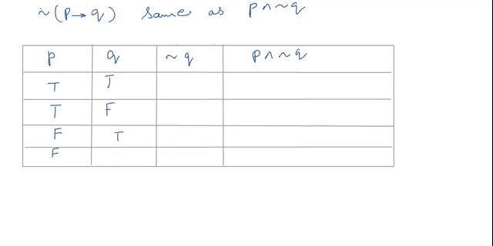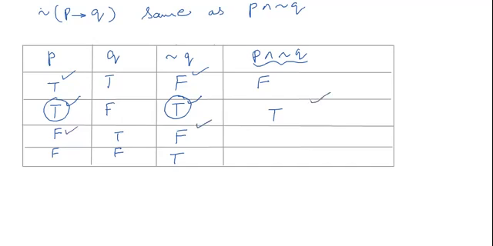Now negation of Q: if true is there, it will turn out to be false. If false is there, it will be true. So similarly we filled up column number 3. Now P conjunction negation Q: true and false will be false, true and true, that only will be true. That is, if both the situations are true, then only we have a true in conjunction. If one is false and another is false, that will definitely be false. One is false, one is true, that will be false.